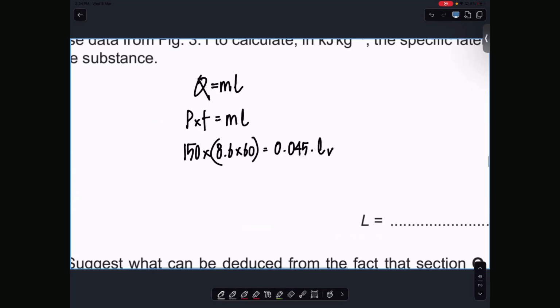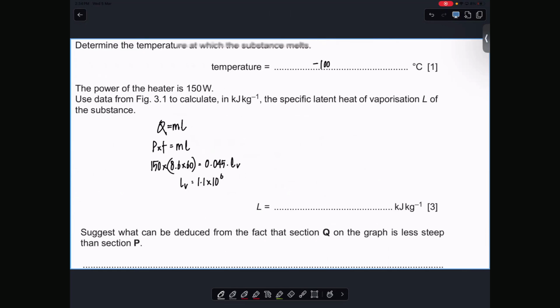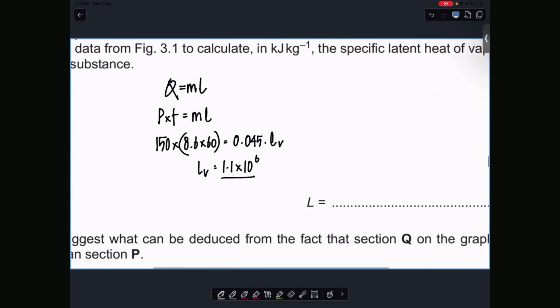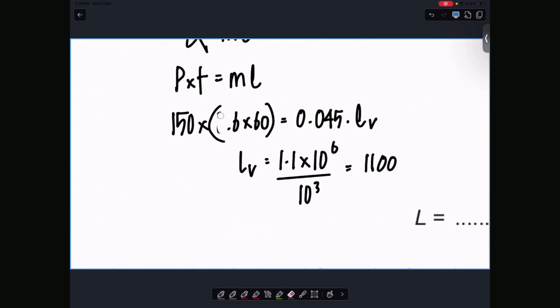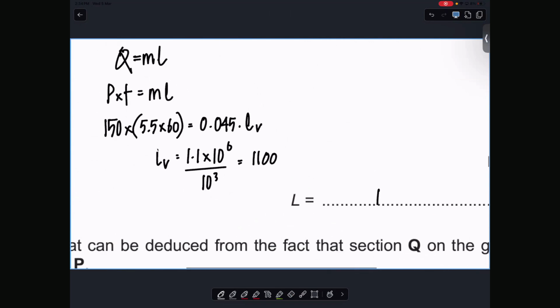Right, এটা কত আসছে? 1.1 into 10 to the power 6. Or a unit is a kilojoule, so divided by 10 to the power 3, 1100. No, 8.5 দিয়ে করবো এটা, হ্যাঁ বলো. হ্যাঁ, এটা 5.5 হবে, right, 5.5. So 1100.